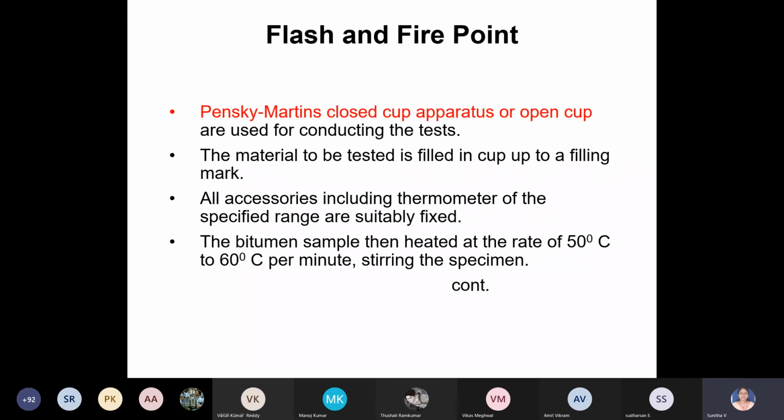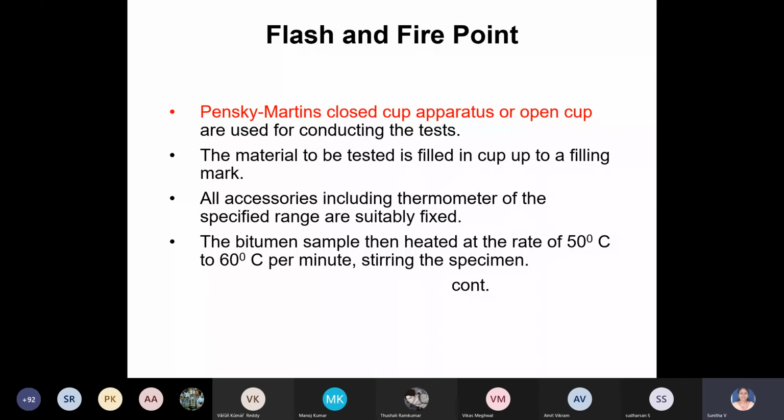Flash point means, if you're heating any material, sometimes a flash will occur, then it will just switch off. There won't be any lasting fire. That's the flash point, the temperature at which you can see just a flash of the bitumen. It won't burn for long. Beyond the flash point, if you keep heating the bitumen, it will start burning for some time. That temperature is called the fire point.